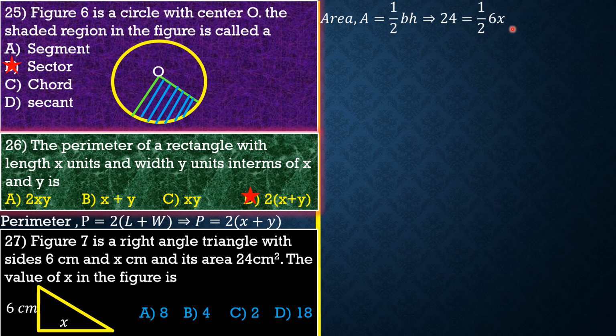So we are going to have 6x. 1/2 can divide 6 3 times. If we divide all 3 by 3, we are going to have x to be the same like 24 over 3, which gives us 8 centimeters. So option A is the best option.